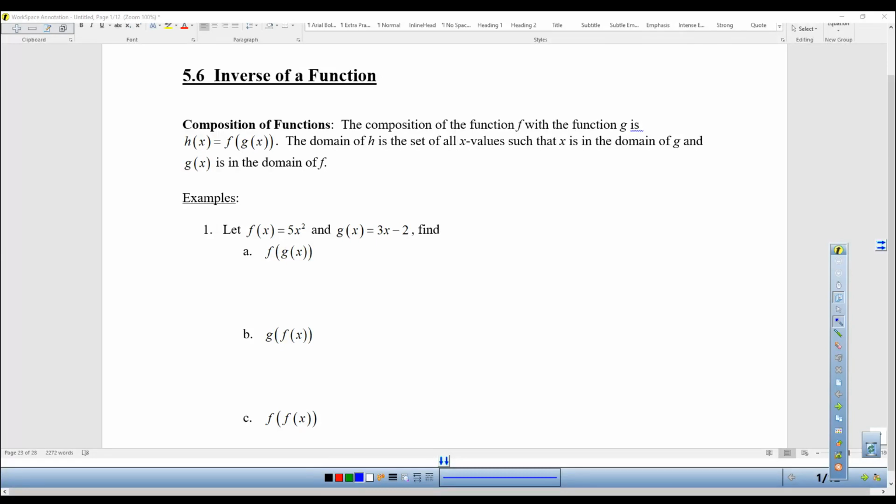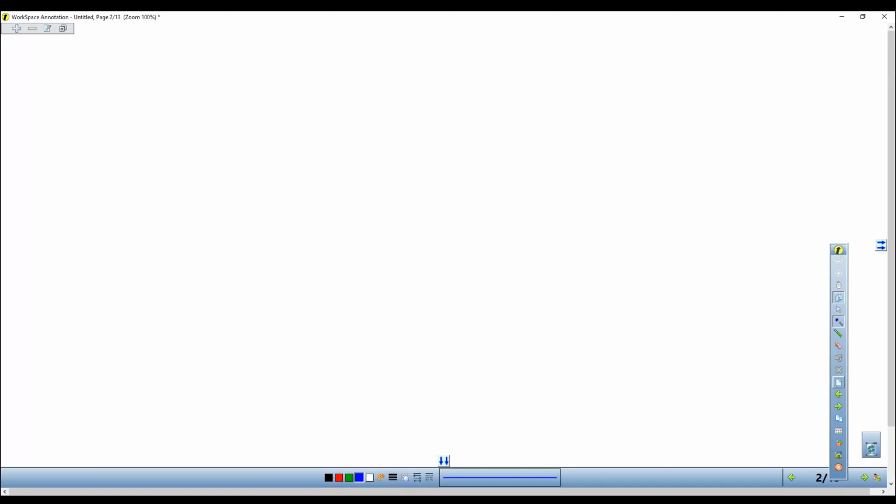Before we get to inverses, we actually need to understand something called the composition of functions. And before I can do that, I'm going to start just with basic function notation.